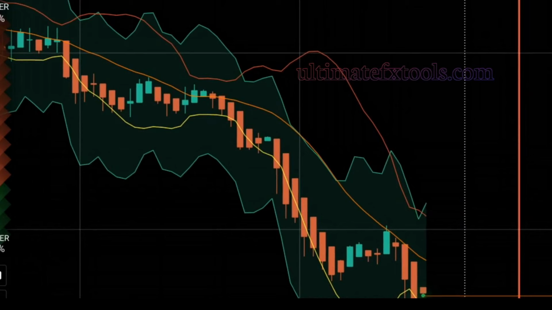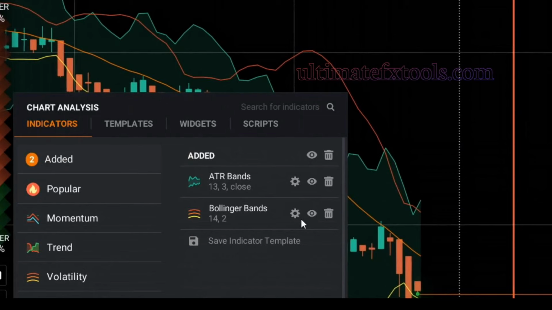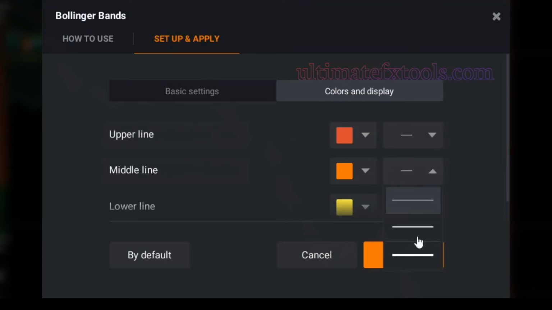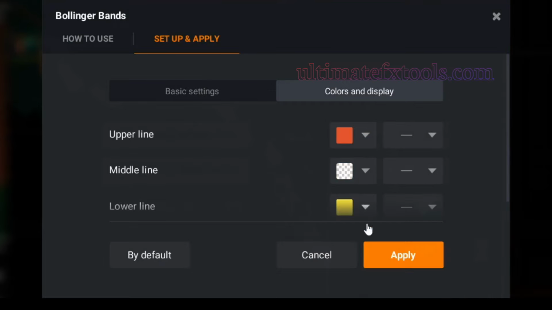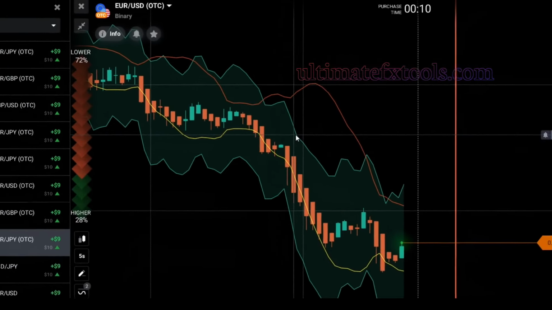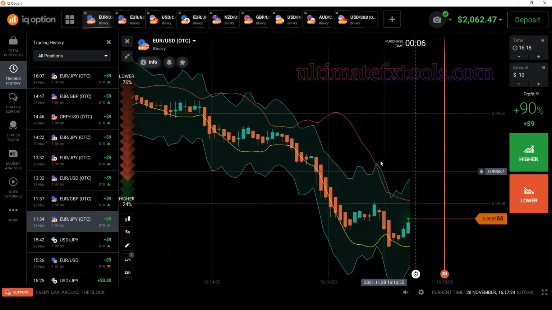Then, let's set our colors to make it even easier to trade and find good spots and positioning. Let's adjust our Bollinger Bands and make our middle line no line, or set its transparency to 0. We can now navigate more easily and find good spots in trendy markets. Let's now start trading and find a good trading spot.